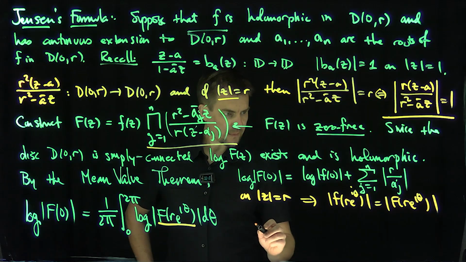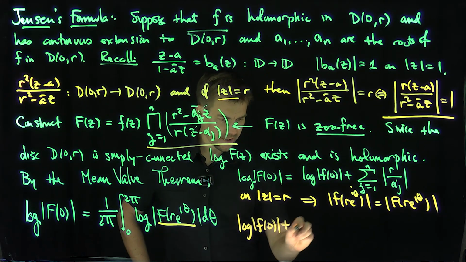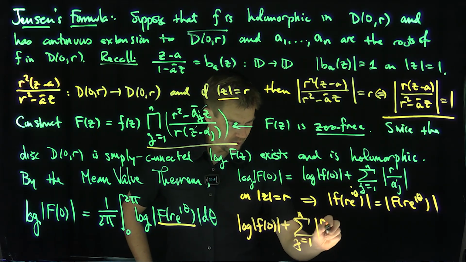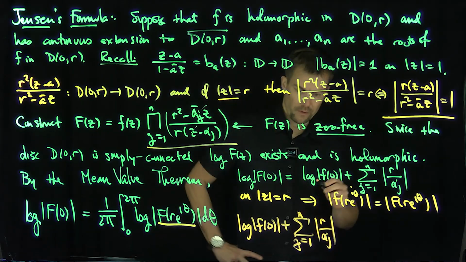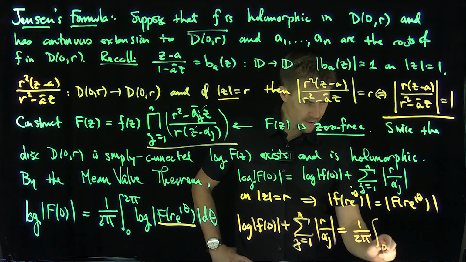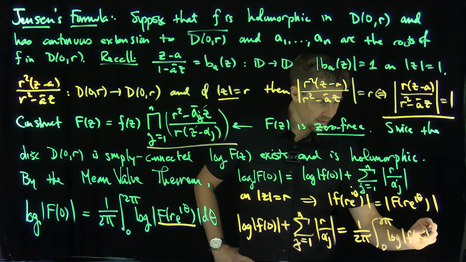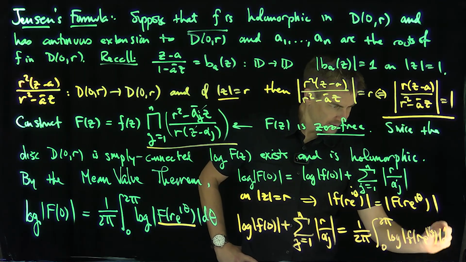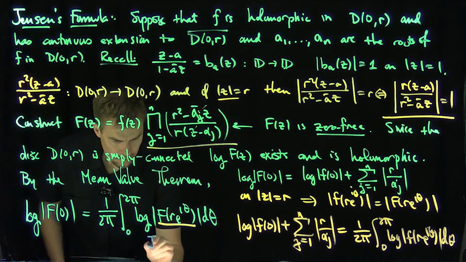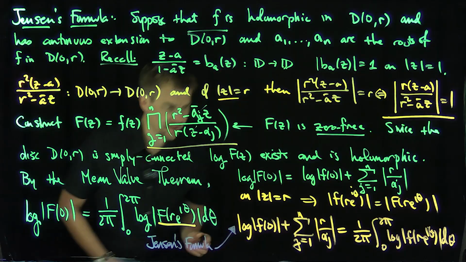We have the log of modulus f of 0 plus the sum, j goes from 1 up to n, of the log of modulus r over aj, is 1 over 2 pi, the integral from 0 to 2 pi, of the log of modulus f of r e to the i theta, d theta. And that is the Jensen formula. So this is Jensen's formula. That's Jensen's formula over there.